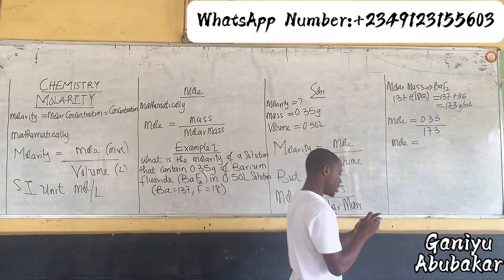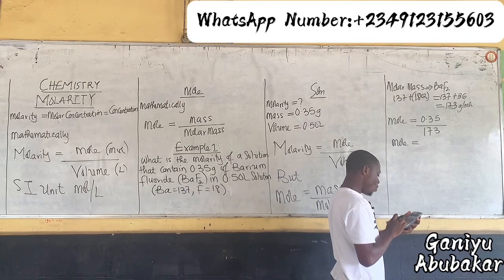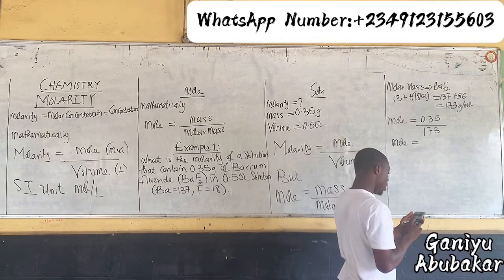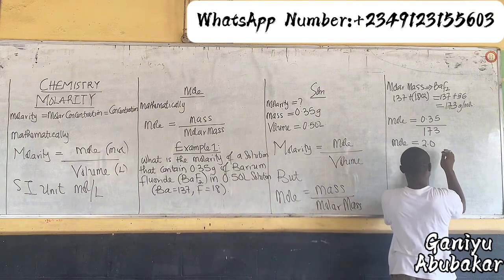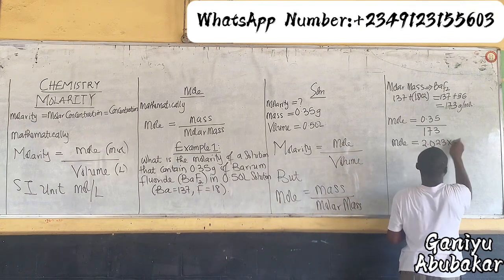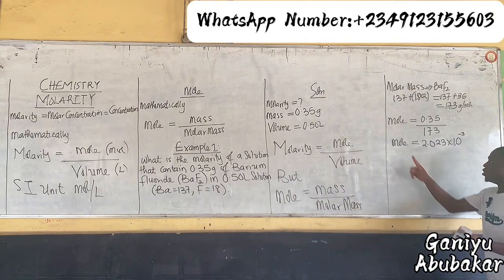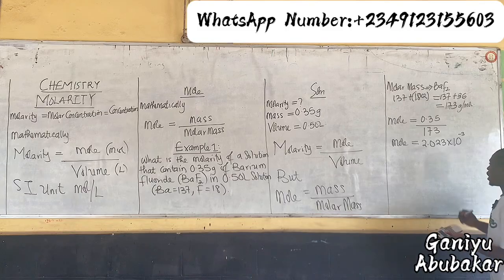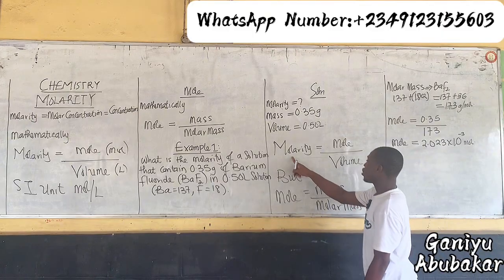Alright, let's get mole here. So I have 0.35 divided by 173. Alright, I have about 2.023 times 10 to the power minus 3. Please, if I have mole, what's the unit for mole? That's MOL. We're not asked to find mole, but the molarity. So I've gotten mole now.